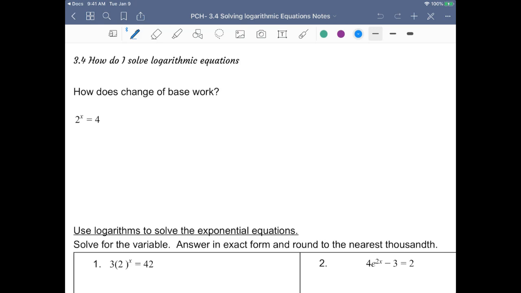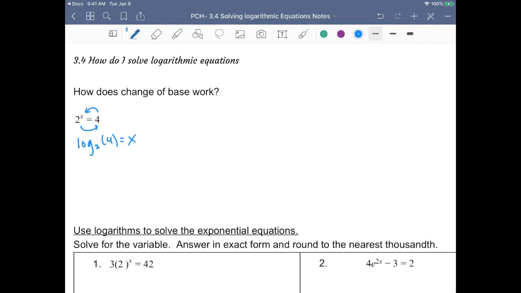All right, we're looking at solving logarithmic and exponential functions. But first, I wanted to show you how change of base works. So we're going to start with the function 2 to the x is equal to 4. What you traditionally know is to snail or use Ben and Benny. So my base is 2: log base 2 of 4 is equal to x.